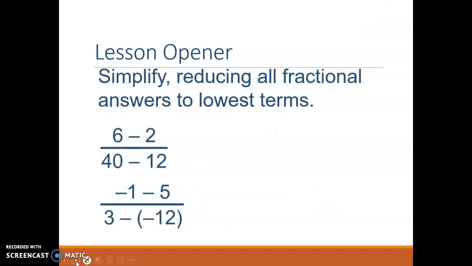Let's try to simplify these, reducing all fractional answers again to the lowest terms. So we take 6 minus 2, which is 4, and 40 minus 12, which is 28. I know that 4 and 28 both have a common factor. Both 4 and 28 can be divided by 4. So we're going to divide both top and bottom by 4 over 4, which is just 1, right? Just another way to write 1 here. 4 divided by 4 is 1, and 28 divided by 4 is 7. So the simplest way to write that answer is 1/7.